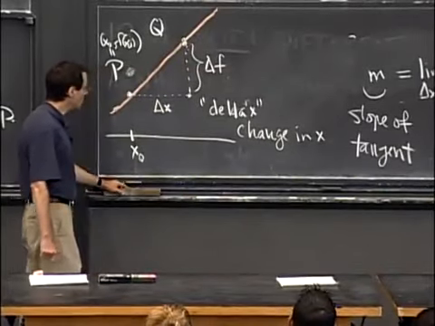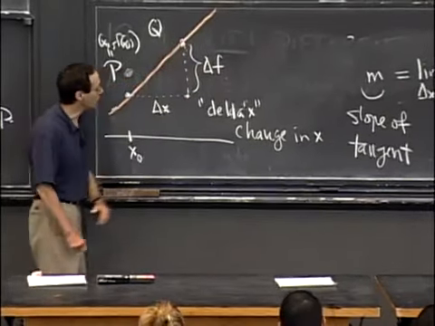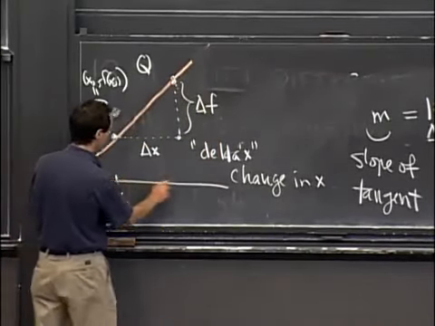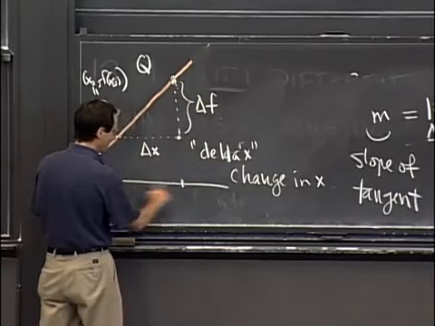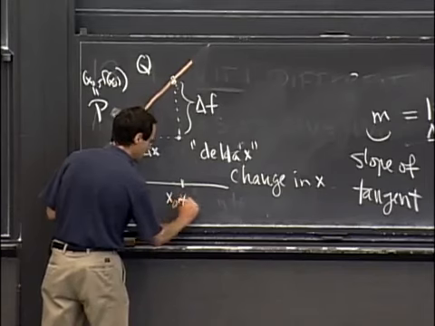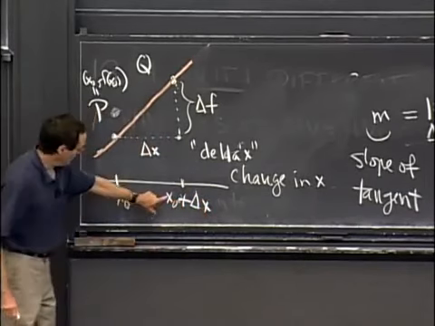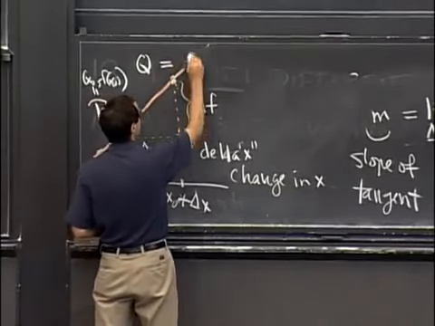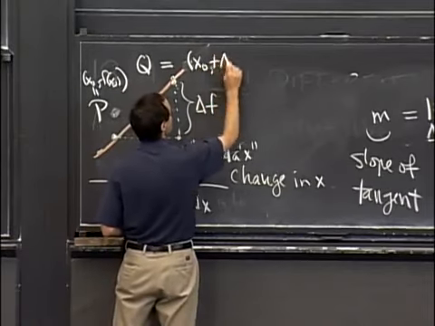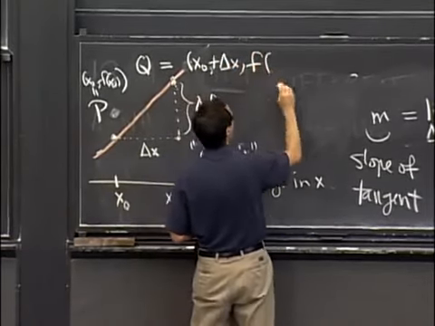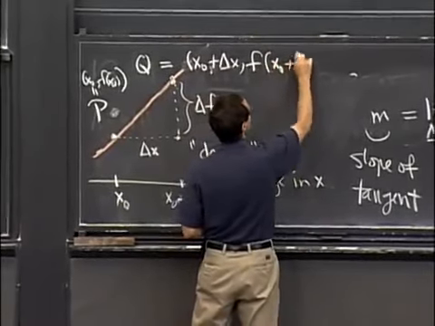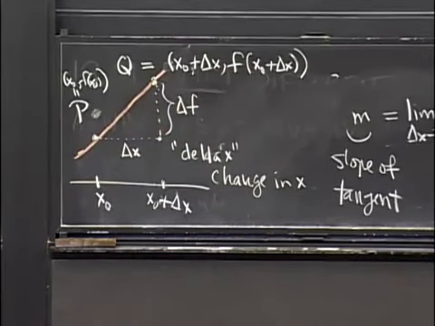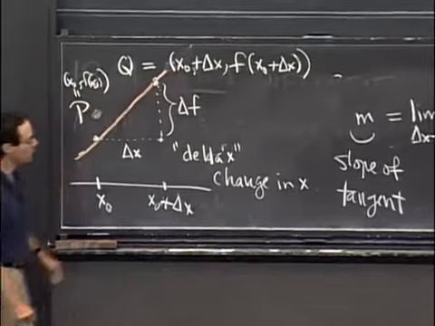And in order to compute these distances, and in particular the vertical distance here, I'm going to have to get a formula for Q as well. So if this horizontal distance is delta x, then this location is x0 plus delta x. And so the point above that point has a formula, which is x0 plus delta x, f of, and this is a mouthful, x0 plus delta x. All right, so there's the formula for the point Q. Here's the formula for the point P.